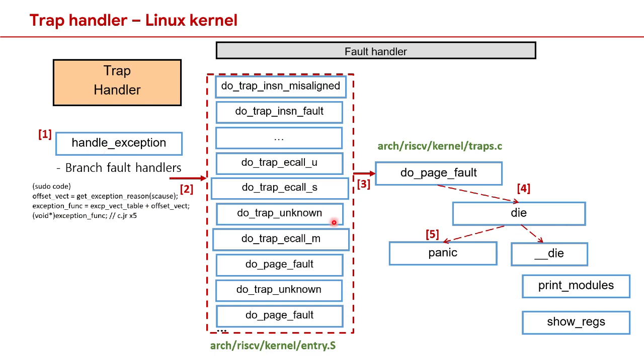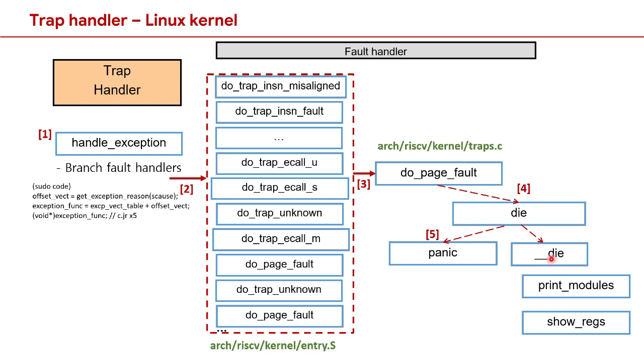Let's suppose that a memory abort occurs in the Linux kernel. In this case, the exception code will be 15. Depending on the value of the exception code, as explained, a different function call is made. In this case, a call to do_page_fault is made. And then after do_page_fault, the die function will be called.